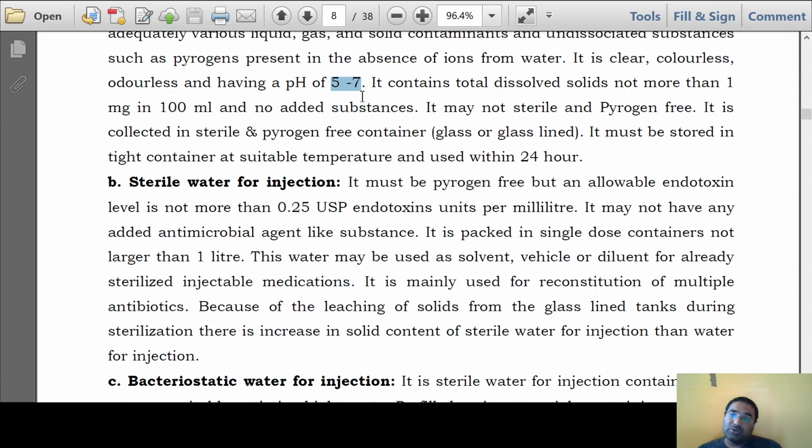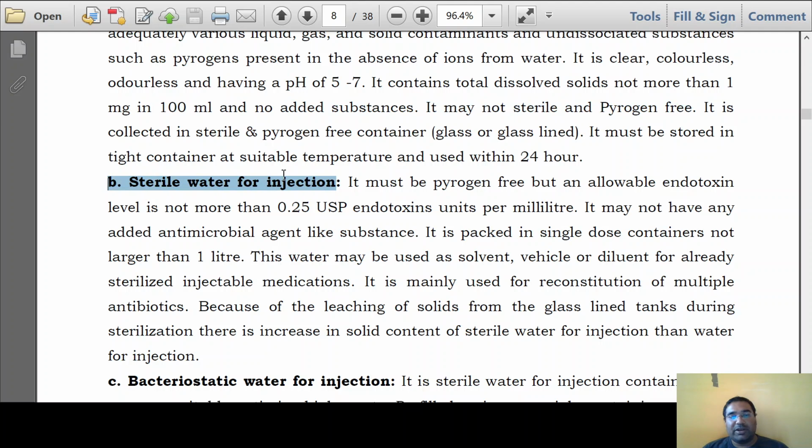If total dissolved solids are more than 1 milligram, then that water cannot be used as water for injection. So the basic requirement is that 100 ml of water for injection should not contain more than 1 milligram of dissolved substances and no added substances. It may not be sterile and pyrogen free. It is collected in a sterile and pyrogen free container. It must be stored in a tight container at suitable temperature and used within 24 hours. Once the water for injection is prepared, it should be used within 24 hours.